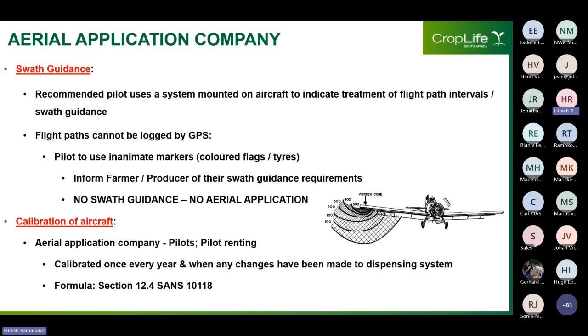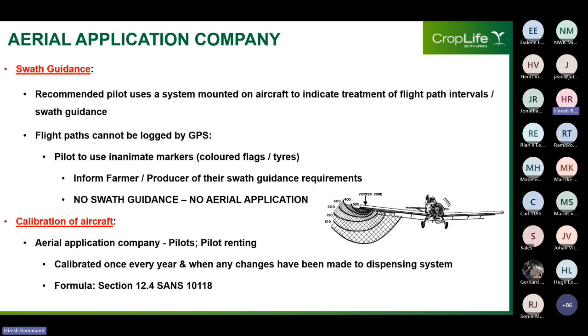It is recommended that the pilot uses a system mounted on the aircraft to indicate treatment of flight path intervals, or swath guidance. If any problem prevents this and where flight paths cannot be logged by GPS, the pilot needs to then utilize non-human markers such as colored flags or tires and inform the farmer producer of their swath guidance requirements. Under no circumstances can aerial application be carried out without the use of swath guidance.